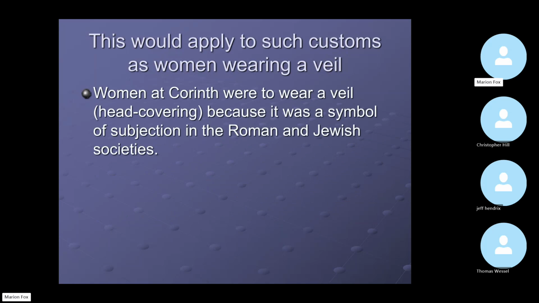Women in Corinth were to wear a veil, a head covering, because it was a symbol of subjection in the Roman and Jewish societies as well. So this became an external symbol of it. And so they had to wear this head covering. It's a symbol of subjection as well.